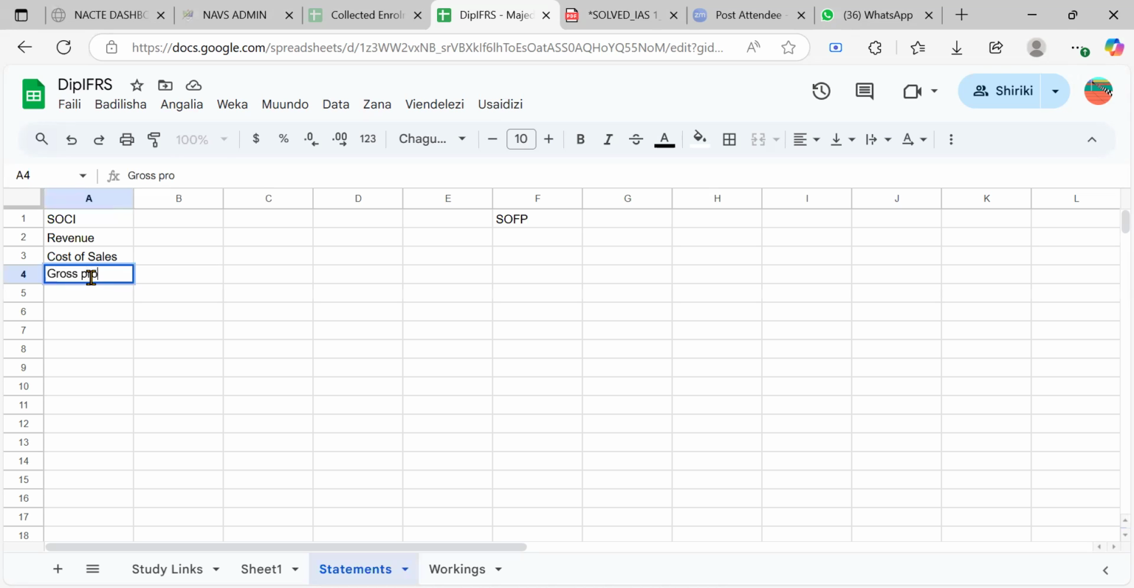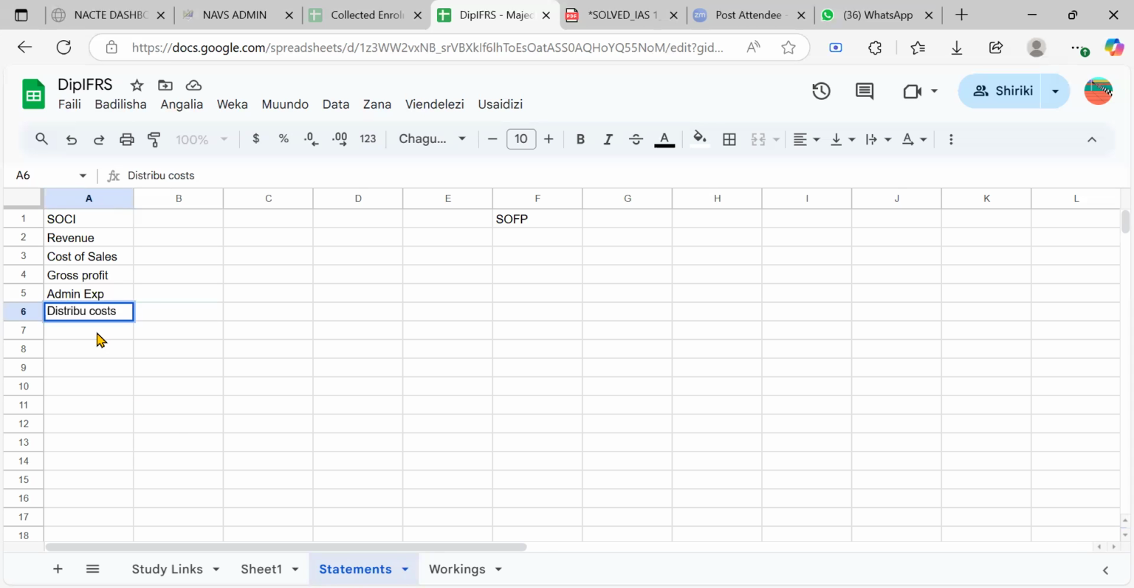Gross profit. Then after gross profit, you could say you have what extra thing? The administration expenses, and we have the distribution costs. These are the operational expenses that we usually presume. Whatever will be there, we could decide to add it to either administration expenses or distribution costs.